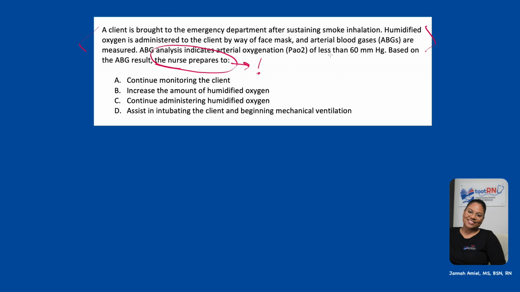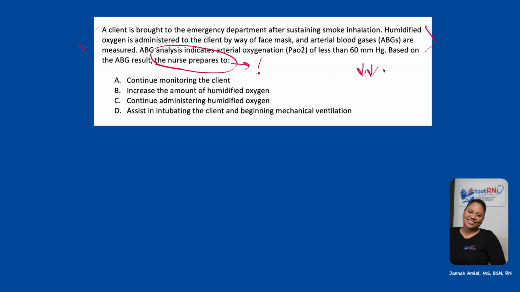So we know this client was brought to the ED, they had a smoke inhalation injury, and they're getting humidified oxygen by face mask. You look at their ABGs and their PaO2 is less than 60. We know that's really low, so they're showing signs of hypoxemia. That's what our ABGs are telling us. The oxygen is really low in this patient.